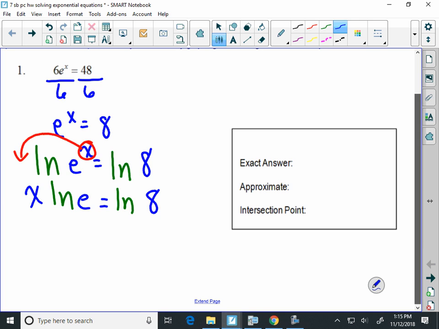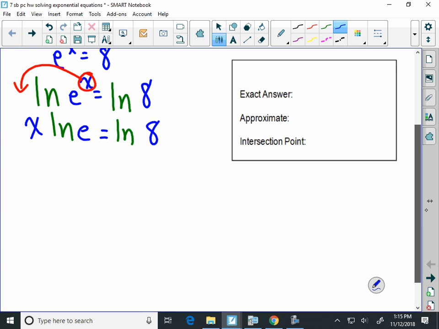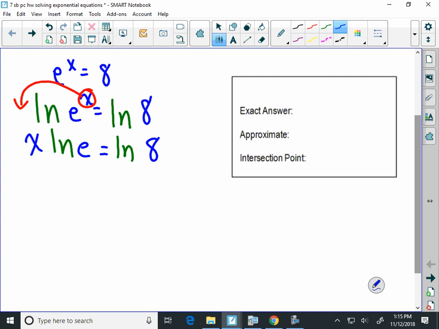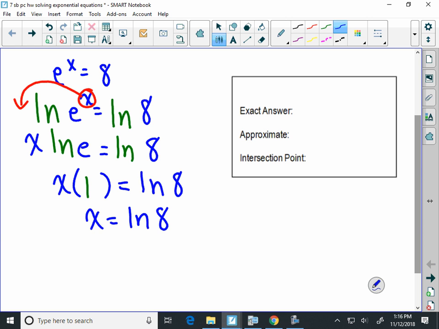Another good thing, and you can confirm this in your calculator, is that the natural log of e is 1. So over here, this is going to be x times 1 equals natural log of 8. And there's a lot of you who aren't even going to write that, because x times 1 is x. And that is our exact answer.